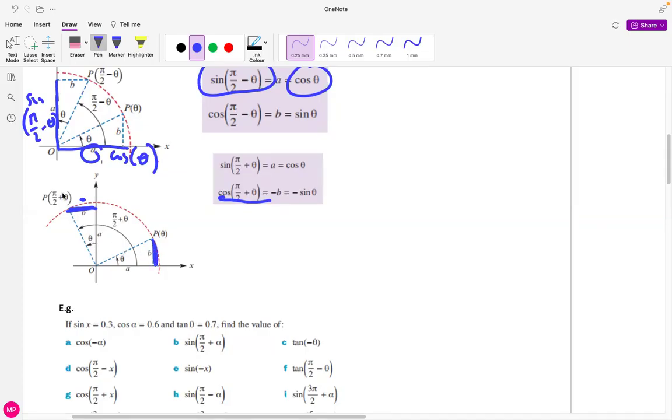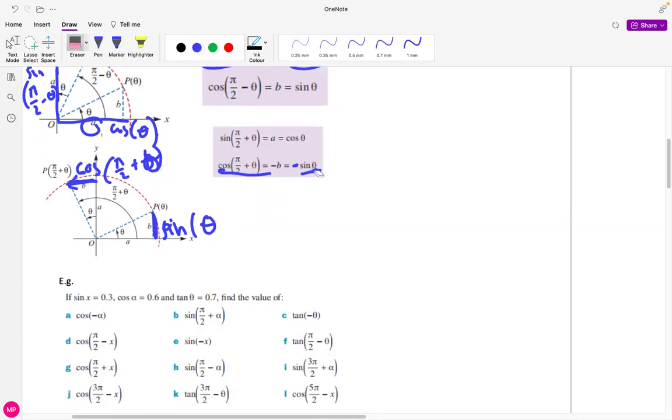So the vertical here is sin of theta. The horizontal here is cos of pi over 2 plus theta. And we talked about it being negative because it's on the left-hand side of the x-axis. Therefore, you can see cos of pi over 2 plus theta equals negative sin theta. So the opposite side. So what do we learn from this one?